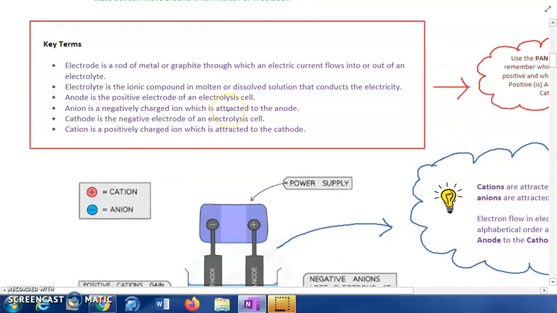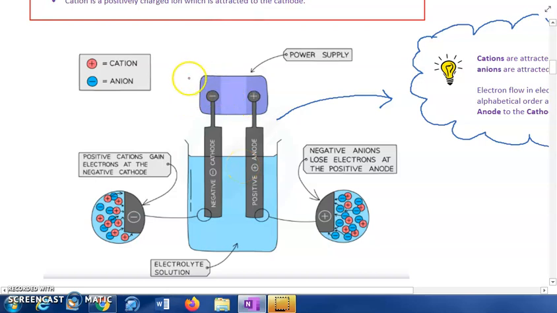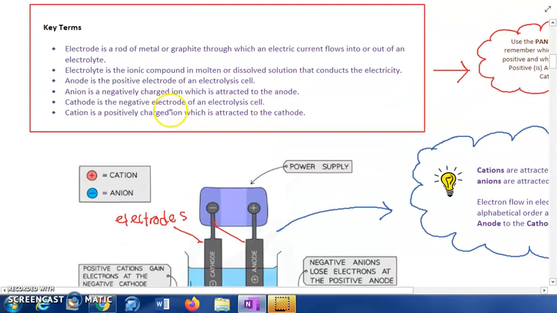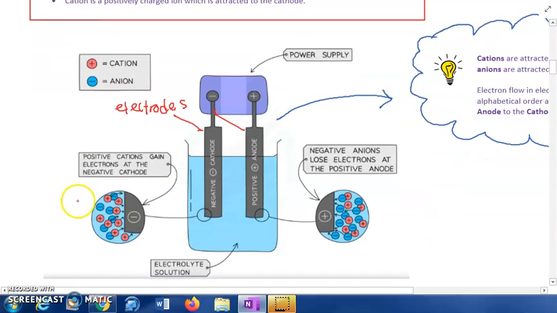Now some key terms that you need to know in this chapter. In electrolysis, I can show you the diagram over here. You can see this is a basic setup of an electrolysis cell. I need to have these two things, this and this. I call these electrodes. Now, what are electrodes? Electrodes are rods of a metal, or they can also be graphite, which allow electrical current to flow through, so that there is a passage of current from the solution to the electrodes. That is the purpose of electrodes over here.